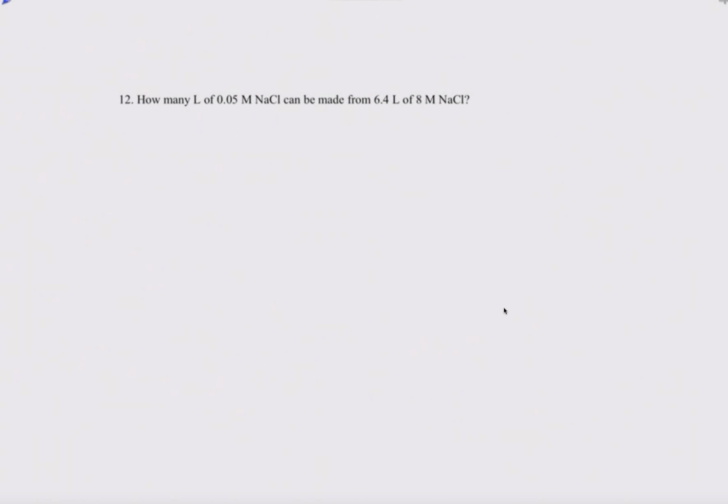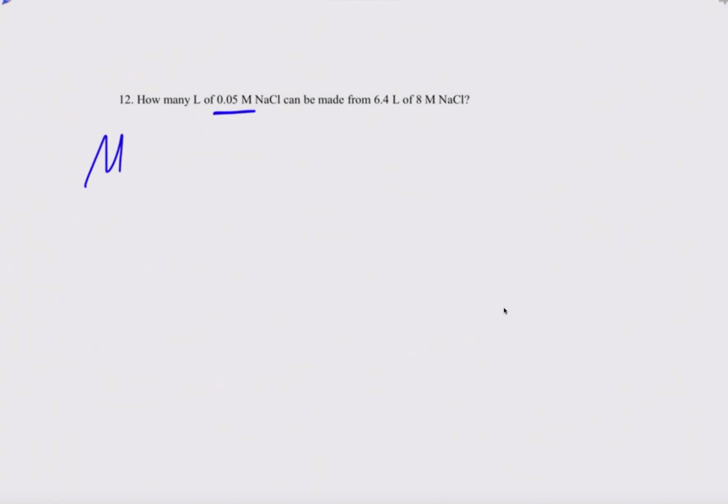How many liters of 0.05 molar salt solution can be made from 6.4 liters of 8 molar salt solution? So I have a concentrated solution of 8 molar salt water, and I've got a fair amount of it. I've got 6 liters, and I want to dilute it so that the concentration is only 0.05 molar. So I'm going to need to dilute it a lot. I'm going to need to add a lot of water. We end up with a big number here, and that's okay.